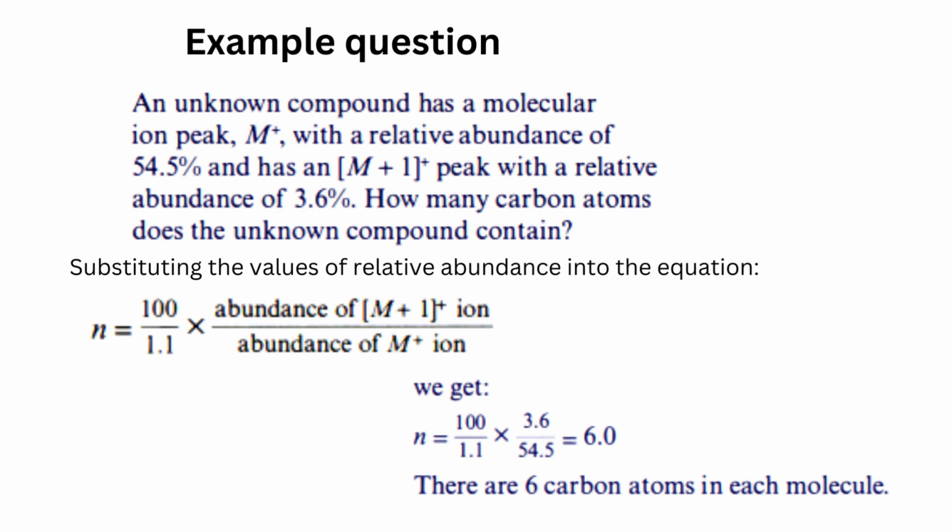Example question. An unknown compound has a molecular ion peak M+ with a relative abundance of 54.5% and has an M+1 peak with a relative abundance of 3.6%. How many carbon atoms does the unknown compound contain? Substituting the values of relative abundances into the equation, we get N equals 100 times 3.6 over 1.1 times 54.5. That will give you 6. That means there are 6 carbon atoms in each molecule.